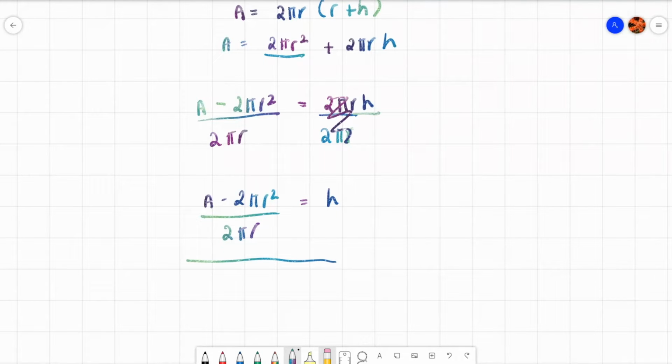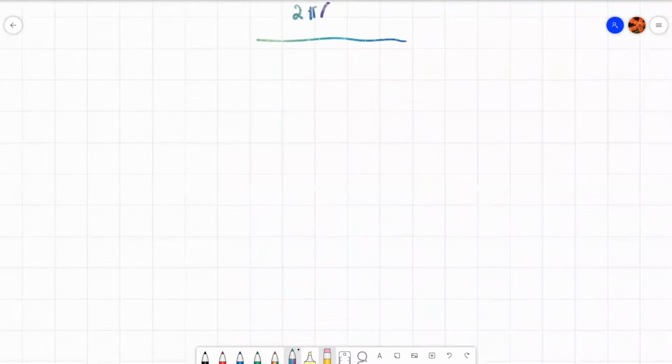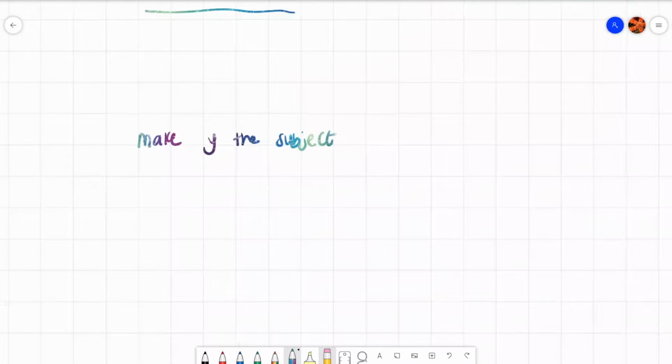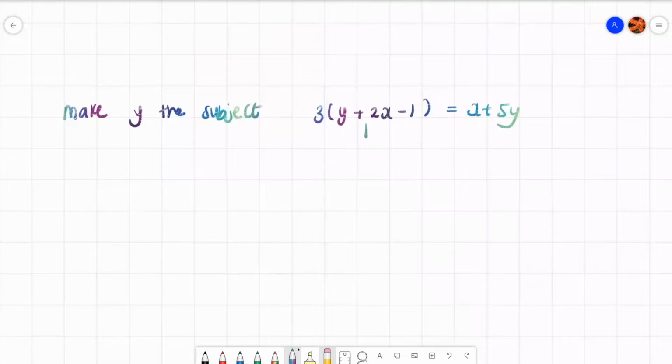Let's have a look at a different question then. We want to make y the subject, and my equation is 3 and then y plus 2x minus 1 equals x plus 5y. Okay, so this here again is trapped by brackets, so we need to multiply out. 3y plus 6x minus 3 equals x plus 5y.